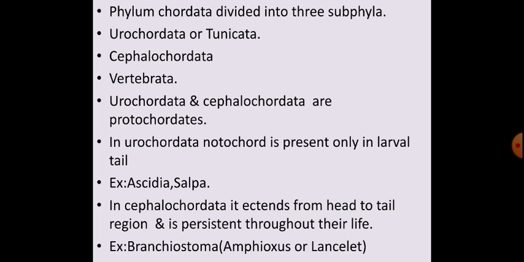Okay. Then is Vertebrata. So Urochordata and Cephalochordata are protochordates. The difference is, in Urochordata, the notochord is present only in the larval stage, whereas in Cephalochordata, the notochord is present throughout their life. Example of Urochordata is Ascidia. Example of Cephalochordata is Branchiostoma. Then the last one is division Vertebrata.